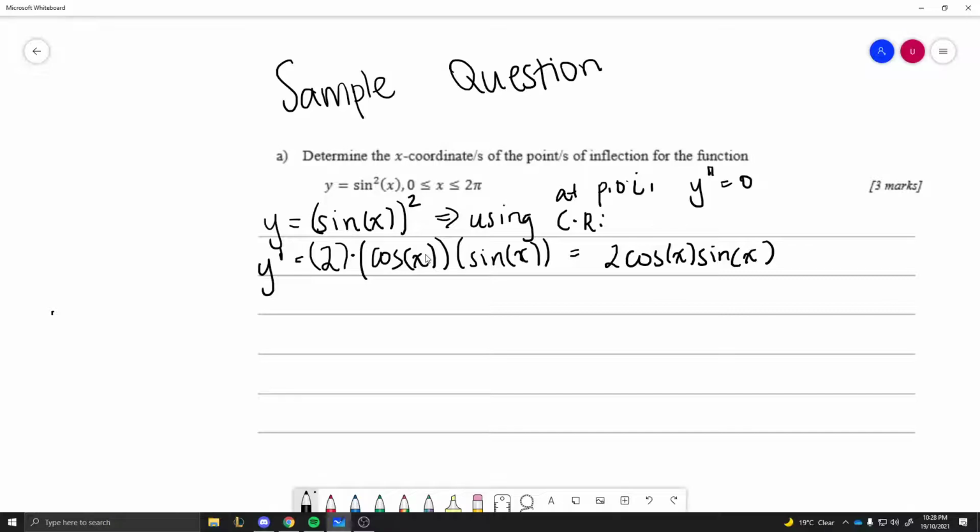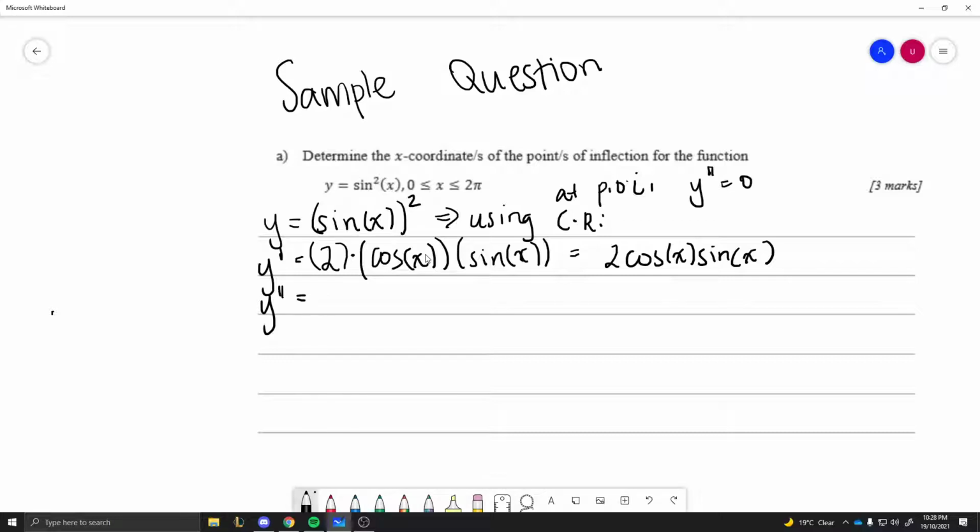Now let's take the second derivative, because we aren't looking for horizontal points of inflection. If we were looking for horizontal points of inflection, we would need to use both the first and the second derivative. But all we're using the first derivative for is to find the second. So let's do the second derivative now.